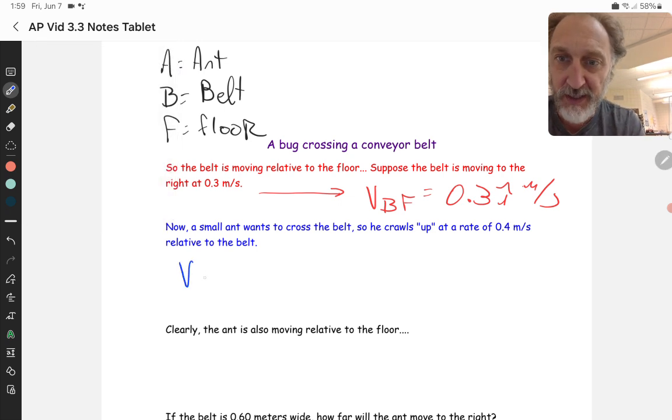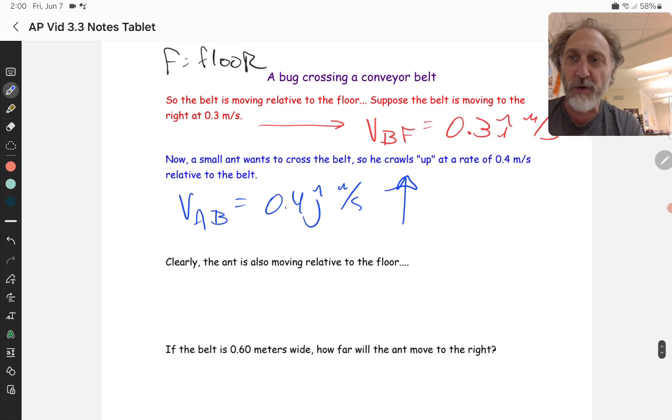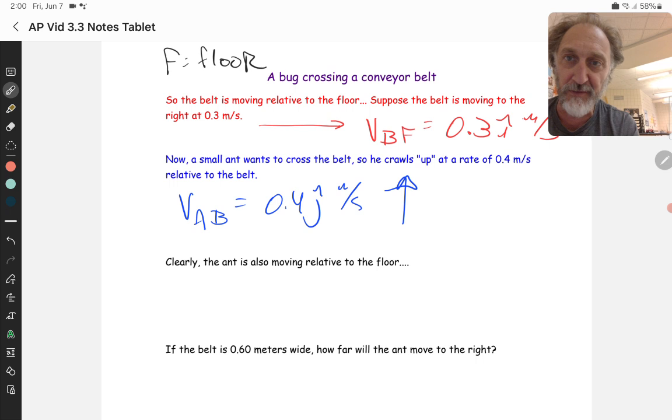So the velocity of the ant relative to the belt is 0.4 j meters a second. He's crawling that way. The question wants to know, I guess it didn't explicitly ask it, but it says clearly the ant is moving relative to the floor. So the question is, what is the velocity of the ant relative to the floor?